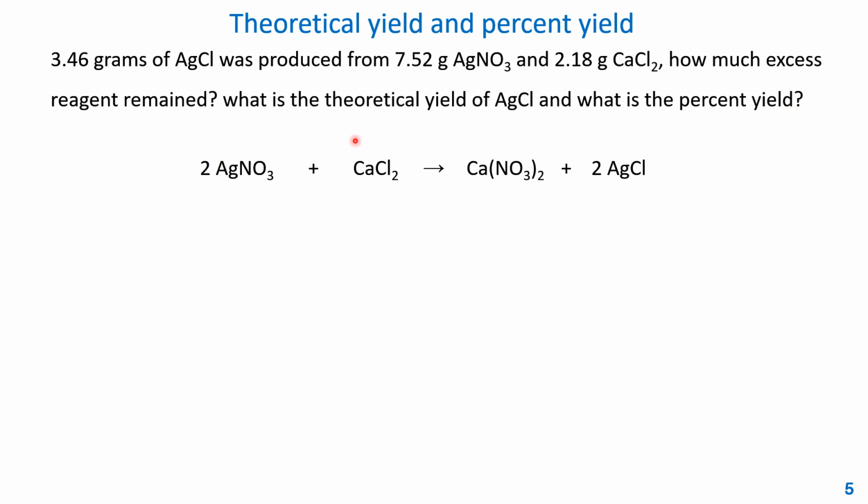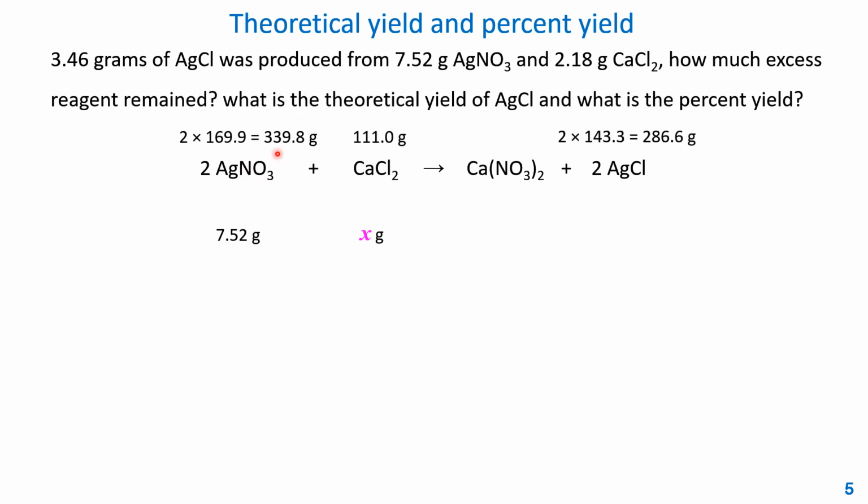This is the balanced equation here. You have 2 silver nitrate reacting with 1 calcium chloride, producing 1 calcium nitrate and 2 silver chloride. The coefficient ratio is also the mole ratio. Here I will show you, again, using the proportion way. We are given 7.52 grams of silver nitrate, and we can calculate how many grams of calcium chloride are needed to react with 7.52 grams of silver nitrate.